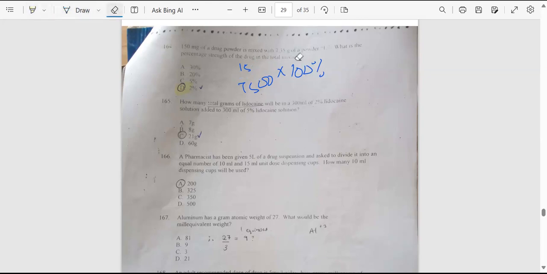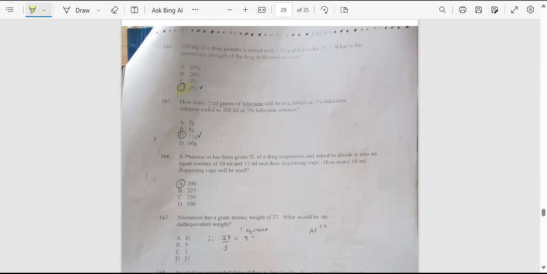I think this one is just addition, if I'm not wrong, the way I'm seeing it. So 300 ml times 2%, you get 6 mg. And then 300 ml times 5%, you get 15 mg. So 6 plus 15 is 21. So the answer is C.